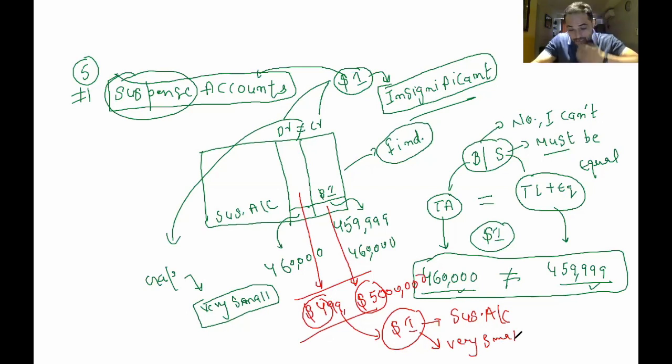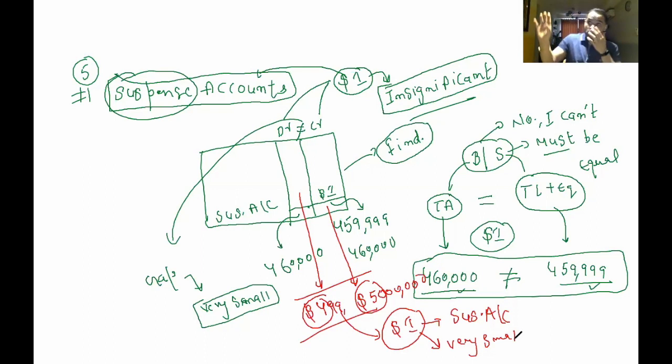So I repeat, we prepare a suspense account only on the condition that the difference, the gap between the debit and credit side, is not significant. I won't say small, because small probably confuses you. Significant means the difference does not have a very big impact on shareholders' decisions. Compared to $1 million, $1 is not much.